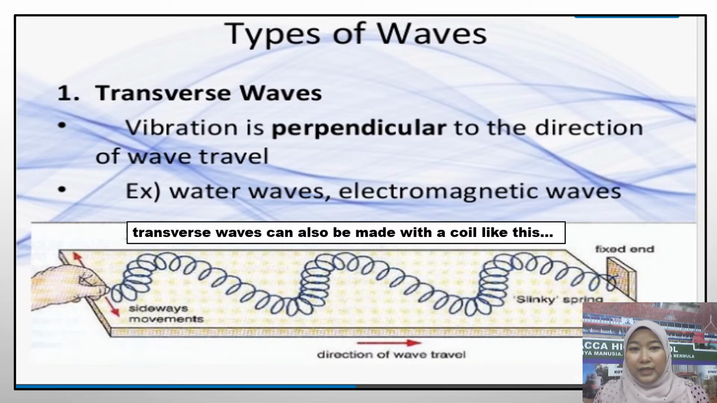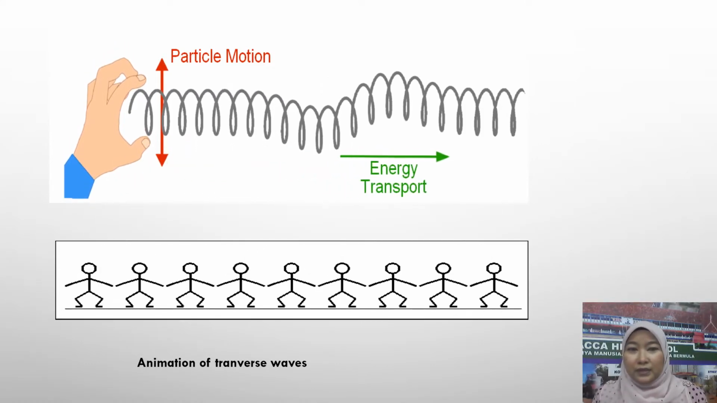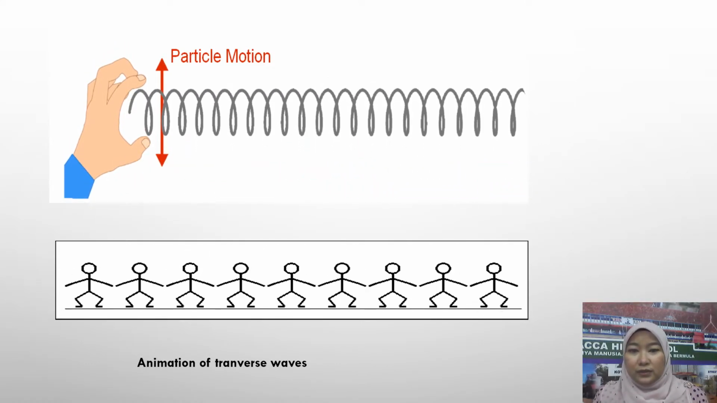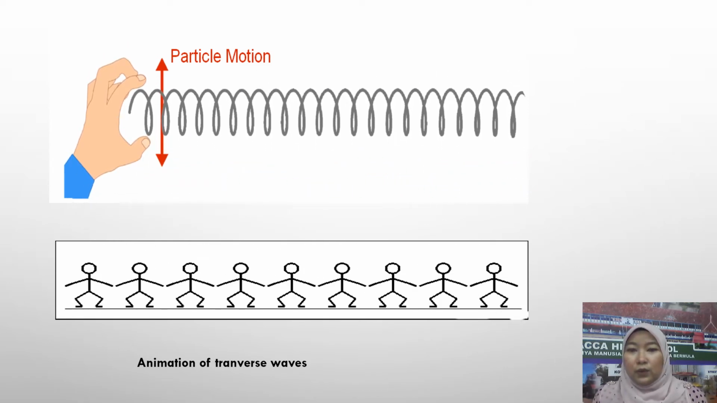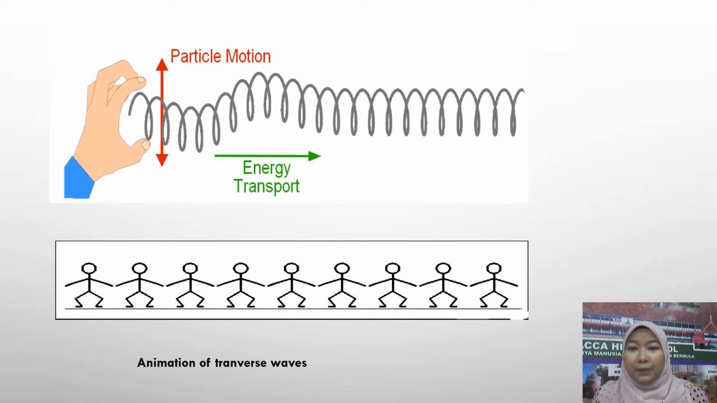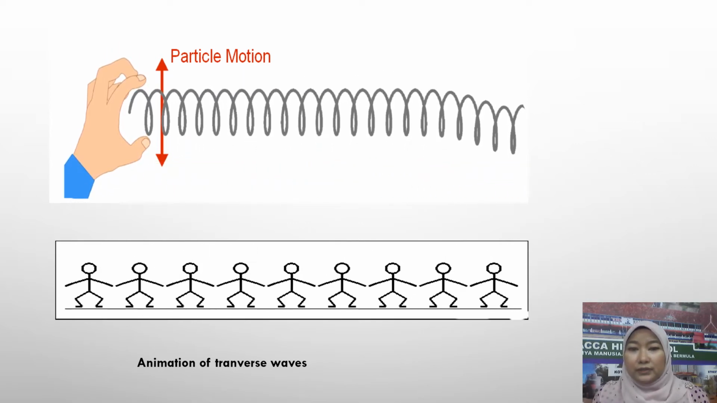We have two types of wave. First is transverse wave. What is transverse wave? Transverse wave is vibration perpendicular to the direction of wave travel, for example, water wave and electromagnetic wave. Students, you can observe the motion of a transverse wave in these animations, in which the particle motion is perpendicular to the direction of propagation.